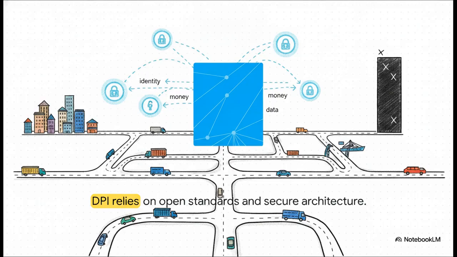A great way to visualize this is to think of robust DPI like the physical roads and highways of a digital economy. It fosters interoperability and allows any licensed actor to connect safely. Just as you wouldn't want one single private company owning every physical road or port in a country, you absolutely don't want a monopoly on the digital roads where identity, money, and data travel. By using open standards, you spur private sector innovation and accelerate scalable deployment.